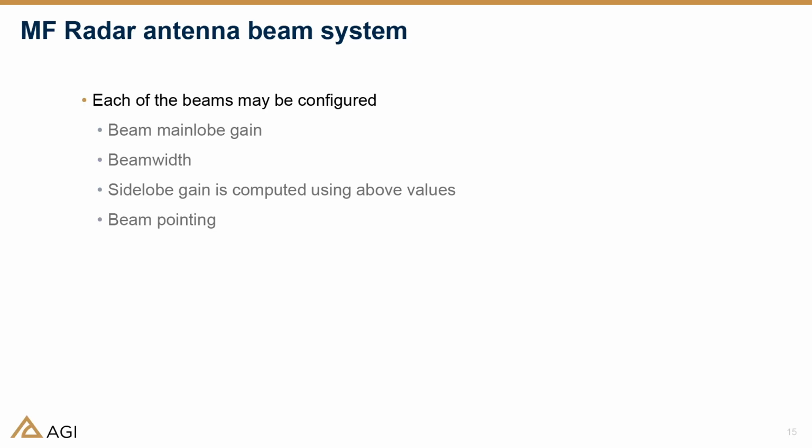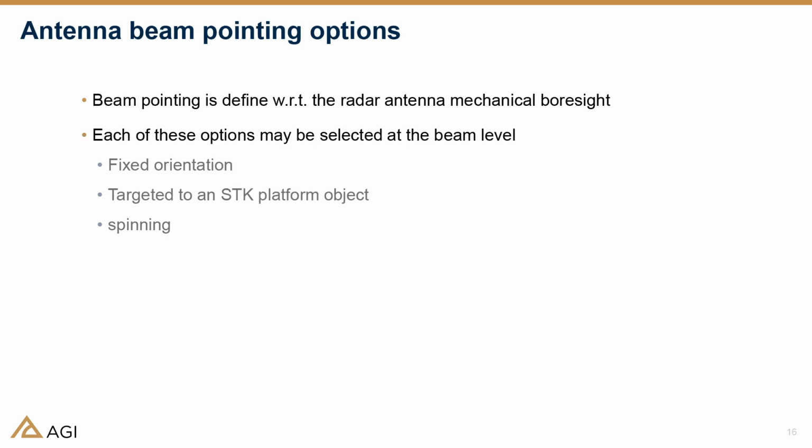So, we were talking about how the beams are now configured and they are assumed to be pencil beams. But along with that, here are the things that can be changed about each beam. You have the ability to control the gain of the main lobe of each pencil beam and the beam width, and then the side lobe gain is computed using those values. And another thing, of course, is the beam pointing, which we were talking about. This is just going back into the different types of pointing orientations that I was talking about with respect to the radar.